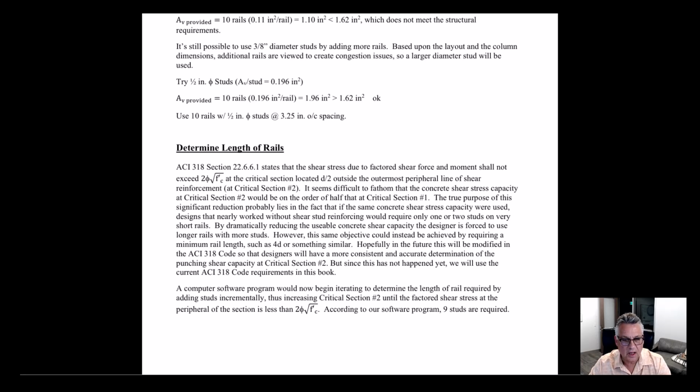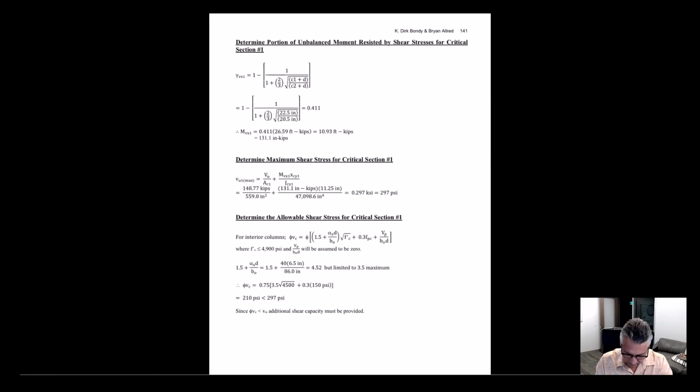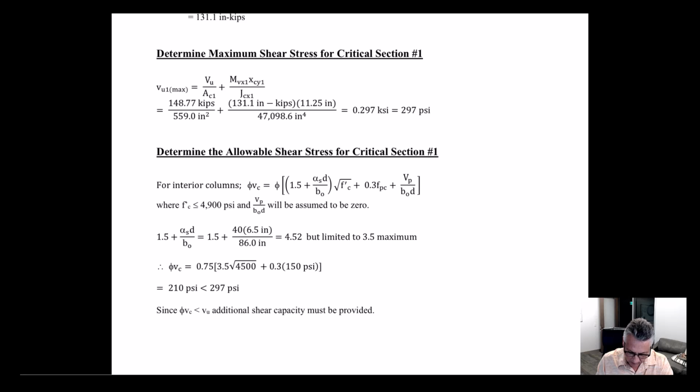What the code says, and I've got a lot of opinions on this, is that we now have to extend studs out with that spacing of d over 2 until our critical shear plane in this much larger section doesn't exceed 2 square root f'c. Now, let's be careful as we're thinking about this, because way back here, we got to use the equation of 3.5 square root f'c plus 0.3 f_pc. So we're greater than 3.5 square root f'c. That's what we end up using. I'm not exactly sure what 210 psi is in terms of square root f'c, but that would be an easy calculation. But it's more than 3.5, I know that, by this much.